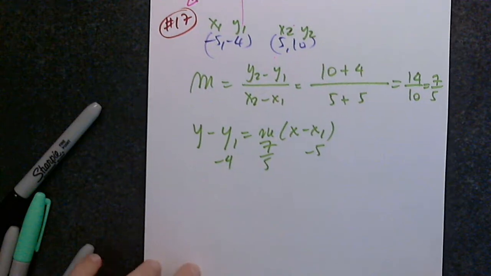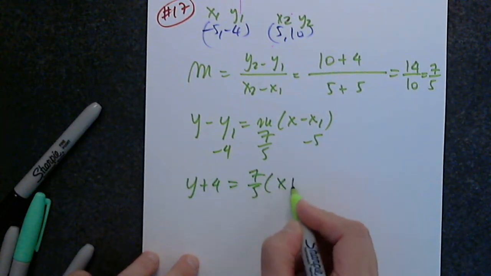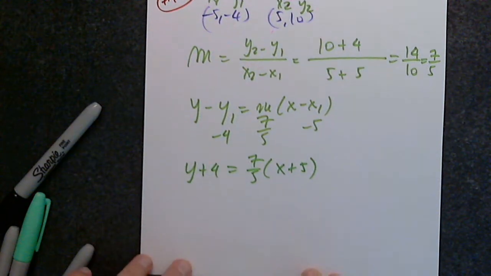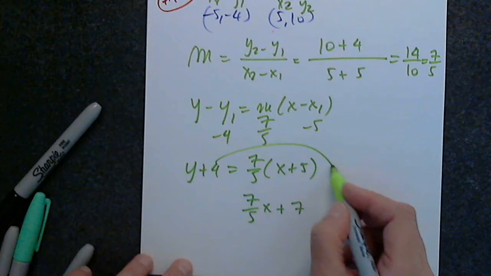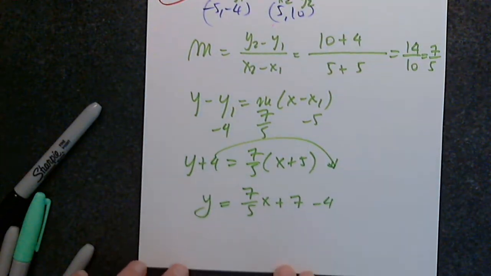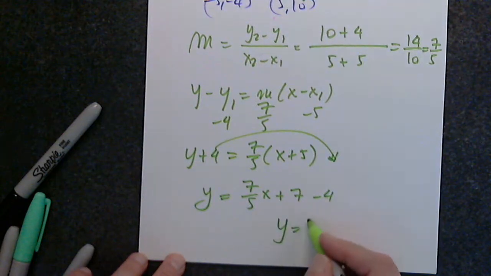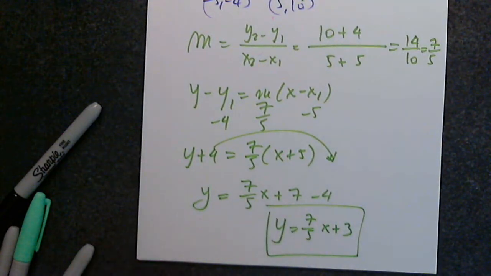Very good question. So y plus 4 equals 7/5 times x plus 5. I distribute: 7/5 x plus 7, and I bring 4. So finally, y equals 7/5 x plus 3. This is the equation of the line passing through the given points.